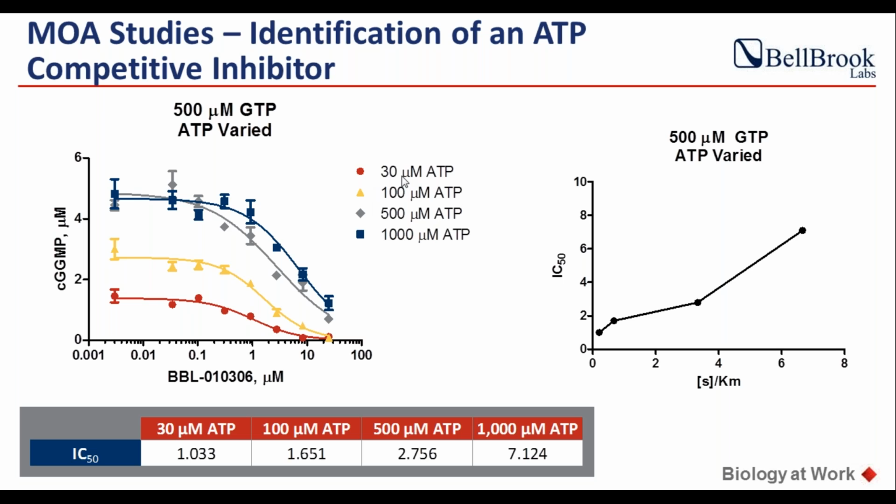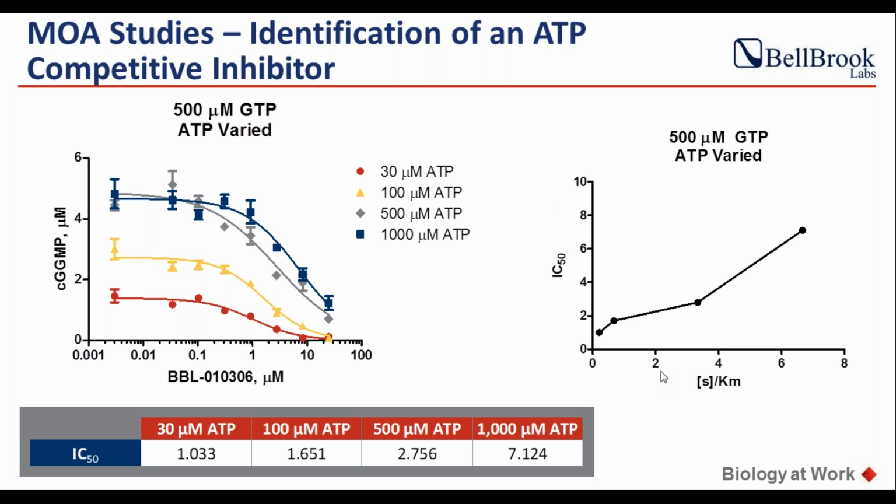It doesn't matter. But we show here 4 different concentrations of ATP while maintaining the GTP at saturating concentrations, 500 micromolar GTP. We also keep the DNA at saturating amounts, about 500 nanomolar DNA. And you can see the IC50 here changes from about 1 micromolar to 7 micromolar, so about a 7-fold shift in ATP in the IC50.